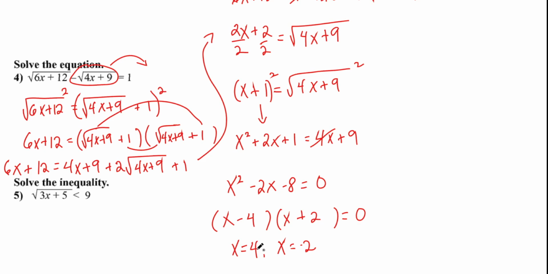Let's check them both. Let's check the 4. Put it into the original one, okay? See if we can do this in our head. Well, not all of it. 6 times 4 is what? 24 plus 12 is 36. Square root is 6. Put a 4 into this. 4 times 4 is 16 plus 9 is 25. Square root of 25 is 5. Does that equal 1? Yep. So can I circle 4? Absolutely. Let's see if negative 2 works.